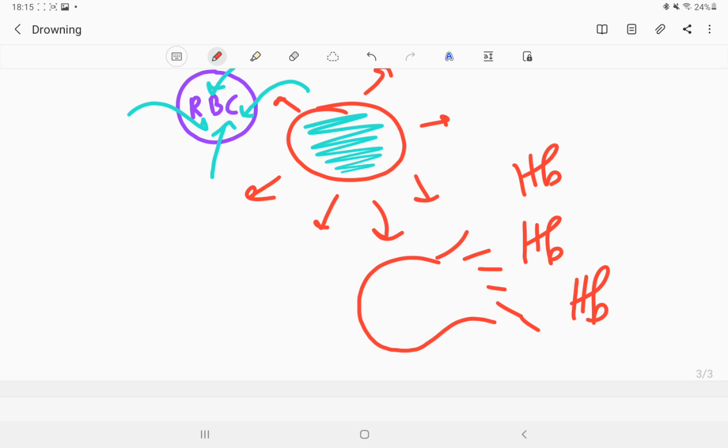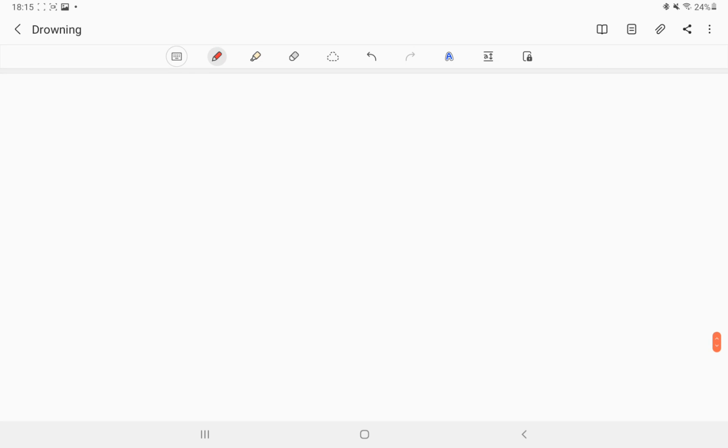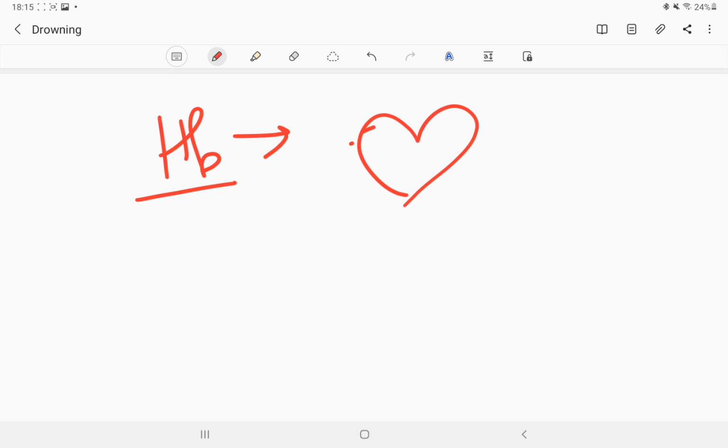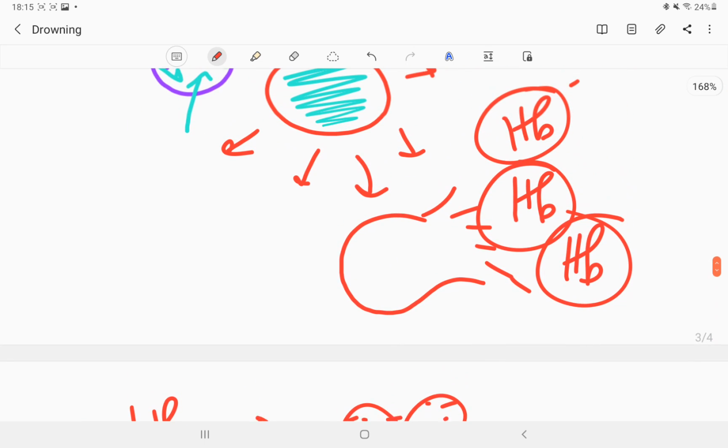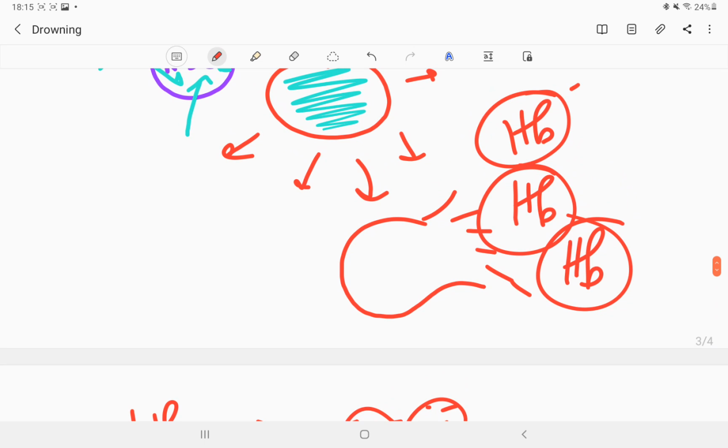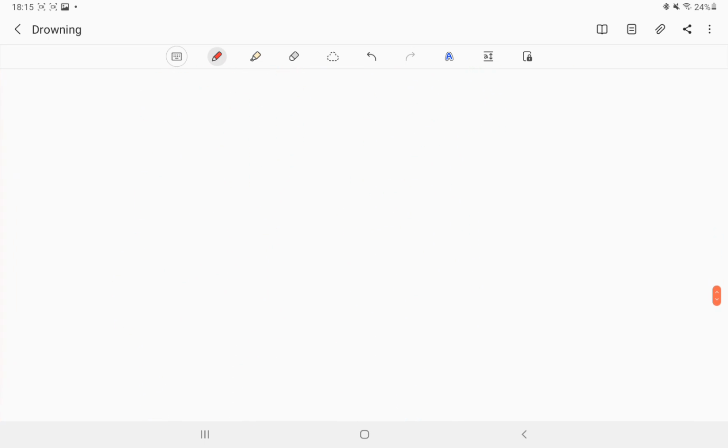Now why did I specifically talk about hemoglobin? This hemoglobin has a significance. This hemoglobin further goes and stains the endocardium of the heart. So the endocardium of the heart, it will go and stain. So that's why I was talking about hemoglobin. So these RBCs burst due to the water coming in.